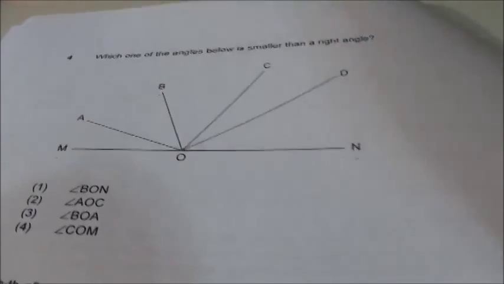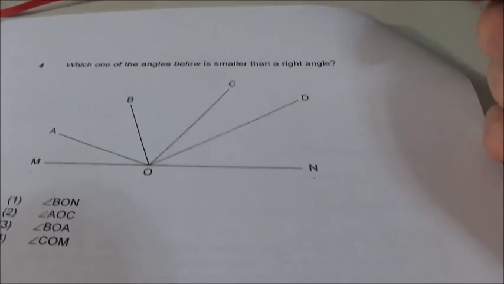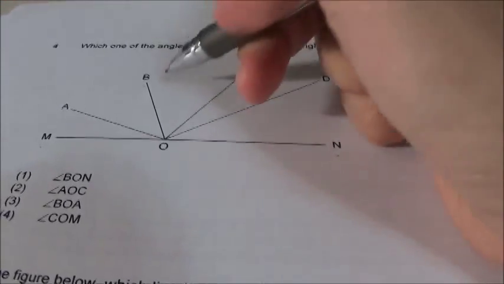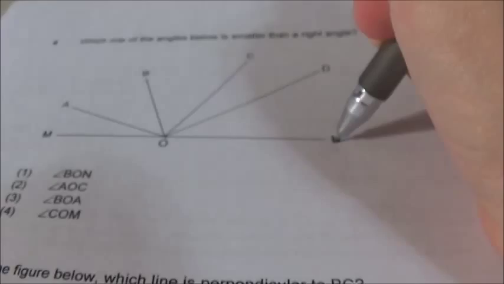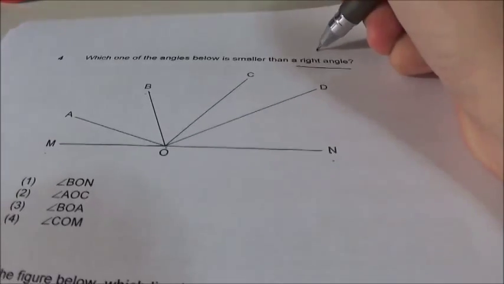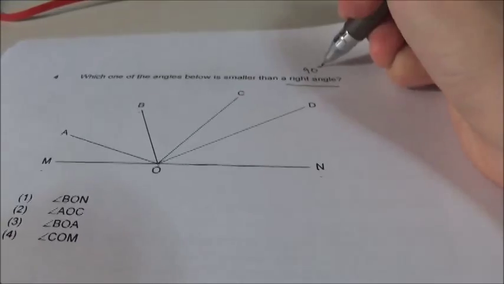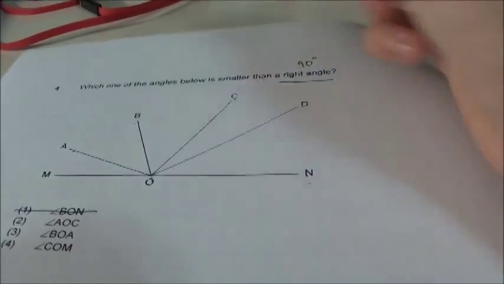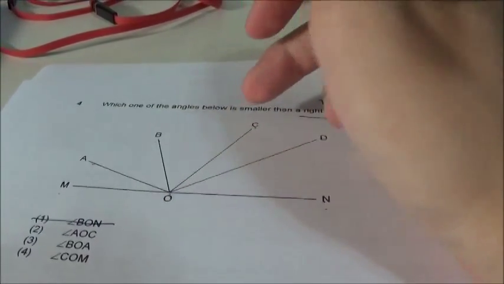Question 4. Which one of the angles below is smaller than the right angle? Let's look at the first one. BOD. Okay. A right angle is actually 90 degrees. Okay, it's like the edge of your ruler. So this is definitely out. AOC is exactly, we can use a ruler, it's exactly 90 degrees, so it's out.